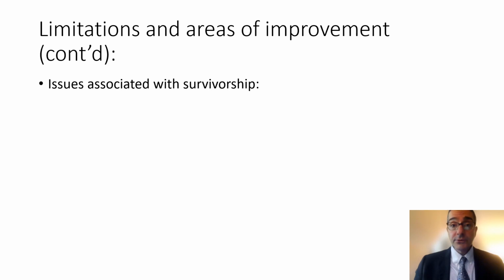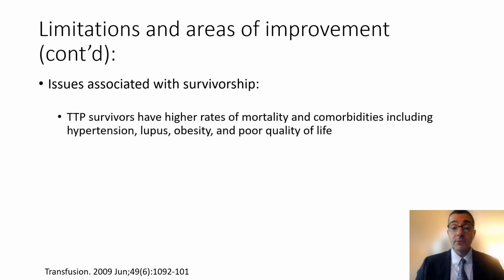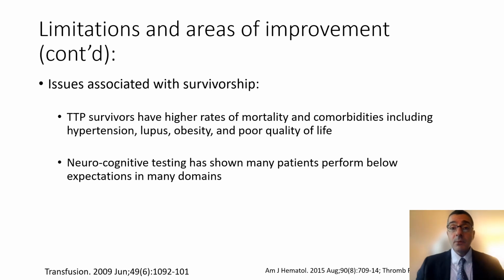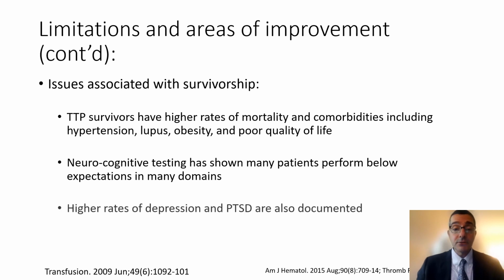And of course, issues with survivorship. Now that we have been able to turn TTP from an acute life-ending condition into a chronic one, we've noticed that there are a lot of issues that happen after the initial episode or a following relapse. We see in our patients higher rates of high blood pressure, development of lupus, signaling the underlying autoimmunity, and a poor quality of life. We also know that when we do specific neurocognitive testing, there are many areas that have been affected in terms of memory, short-term memory, long-term memory, and concentration. We see higher rates of depression and PTSD. So simply treating the platelets is not enough.